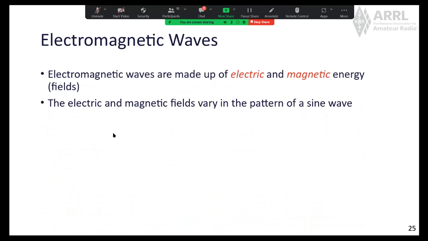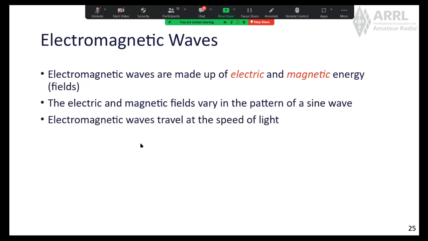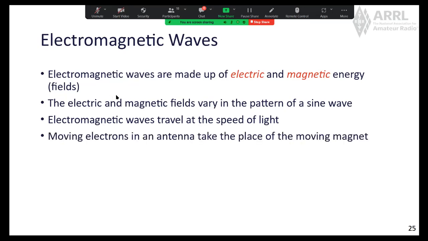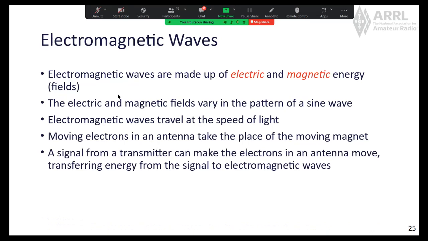The electric and magnetic waves vary in the pattern of a sine wave. Electromagnetic waves travel at the speed of light. Moving electrons in an antenna take the place of the moving magnet. A signal from a transmitter can make the electrons in the antenna move, transferring energy from the signal to the electromagnetic wave.